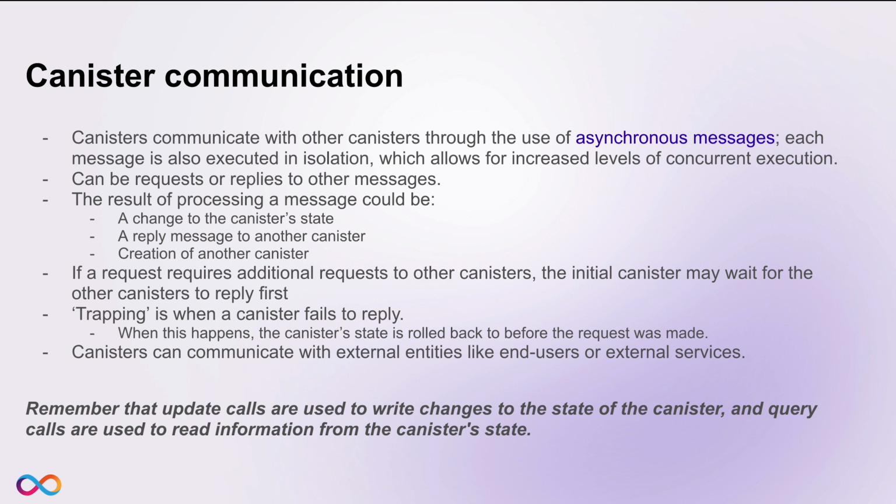When talking about canister communication, the term trapping may come up occasionally, and trapping is when a canister fails to reply to a message. So when this happens, the canister state gets rolled back to what it was before that request was made. And remember, canisters can always communicate with external entities like end users or external services. Canisters are not limited to only communicating with other canisters. And another important thing to make sure we have front of mind is that update calls are always used to write changes to the state of the canister, whereas query calls are used to read information from the canister's current state.